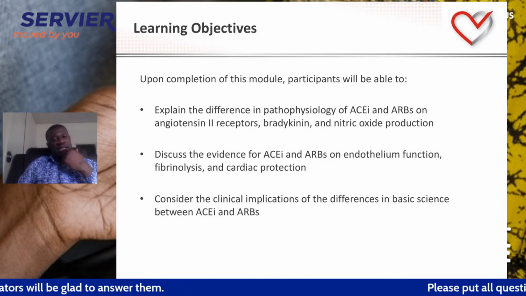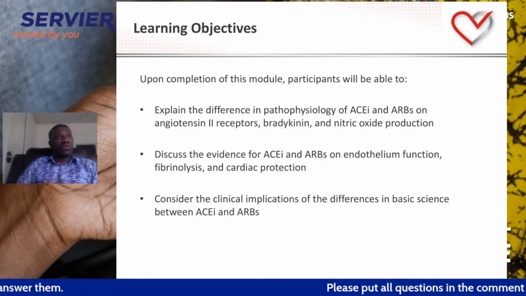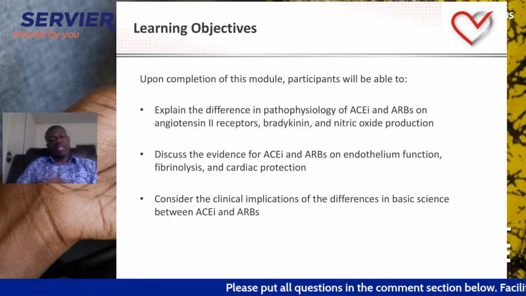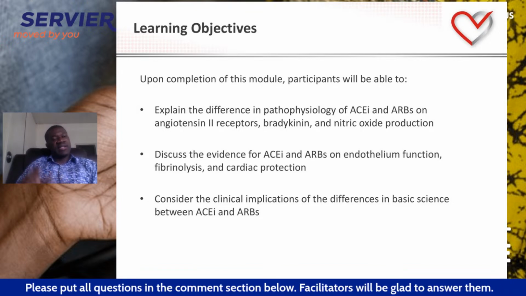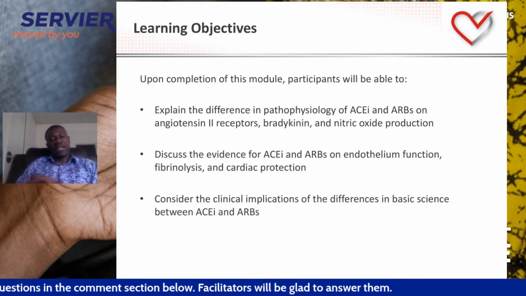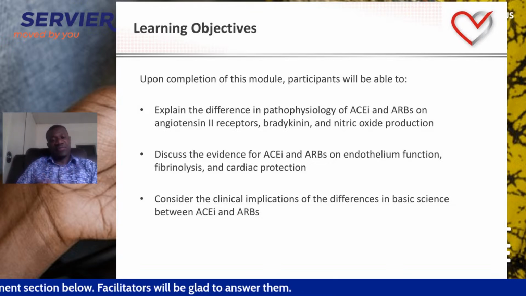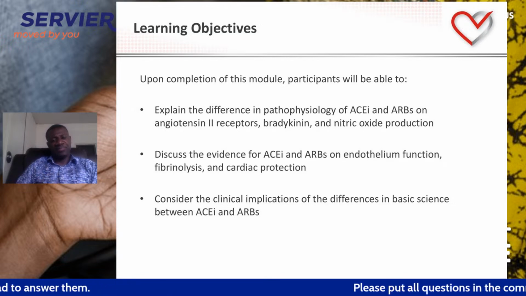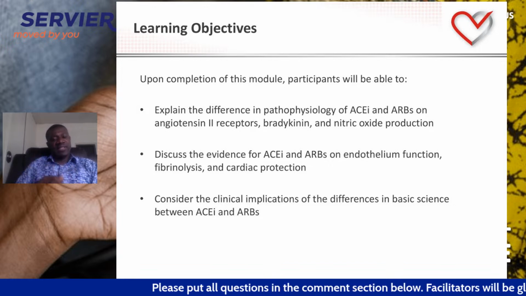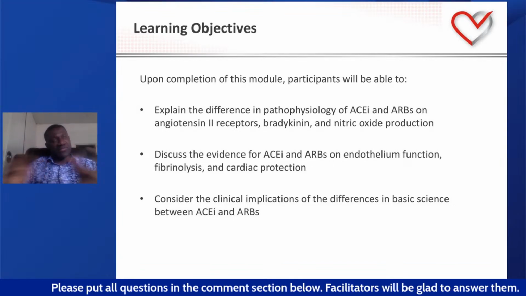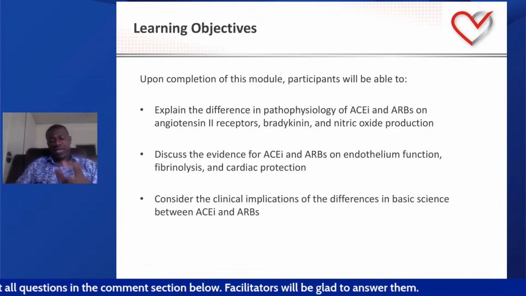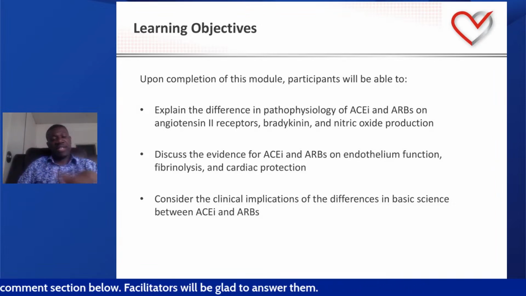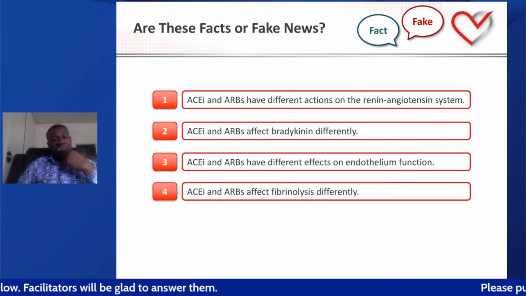What will be our learning objectives? So the first thing we want to know in terms of pathophysiology is, is there a difference between ACEs and ARBs? And also, is there any evidence that speaks to the fact that ACEs and ARBs are different when it comes to endothelial function, fibrinolysis, and then cardiac protection? And also, we move into the basic science, whether clinically we could have a difference in ACE and ARB when it comes to how we apply these medications on the ground.